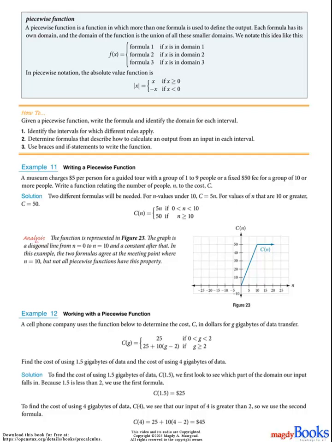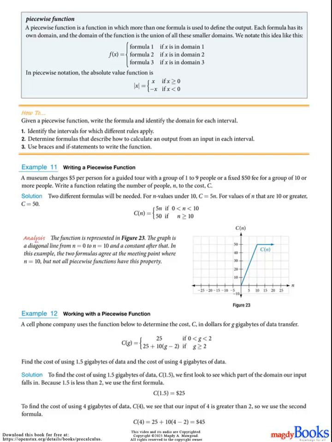Example 11. Writing a piecewise function. A museum charges $5 per person for a guided tour with a group of 1 to 9 people, or a fixed $50 fee for a group of 10 or more people. Write a function relating the number of people, n, to the cost, c. Solution. Two different formulas will be needed.